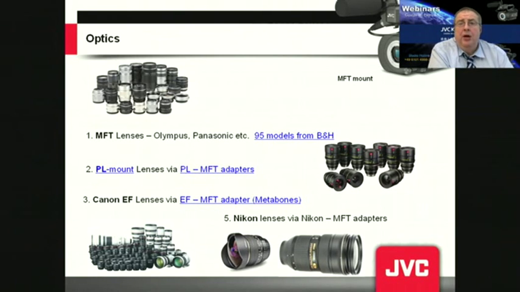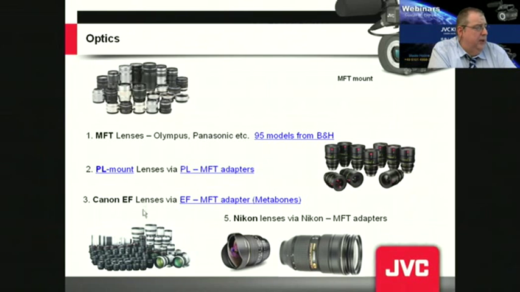PL mount adapters. PL mount adapters are fully mechanical. There is no electronic support. That means you have to make sure when you use a PL mount optic that it is full manual operation, or it has an external control. Of course, then you can use also an electronic lens. But in case of PL mount, normally make sure that you can handle fully manual operation.